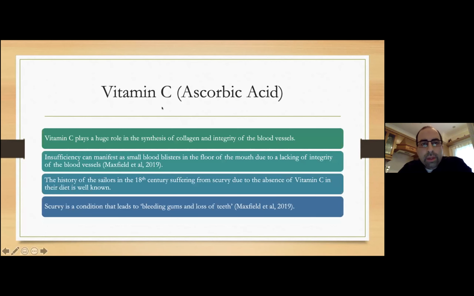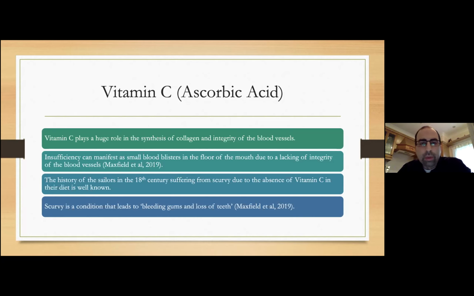Inshallah. So one of the micronutrients we all need is vitamin C. It's also known as ascorbic acid. Vitamin C plays a very huge role in the synthesis of collagen and integrity of blood vessels. Most of our tissues, like skin and gum tissue, have collagen, and also blood vessels, which are everywhere in every part of the body, to provide nutrients to the cells of the body.